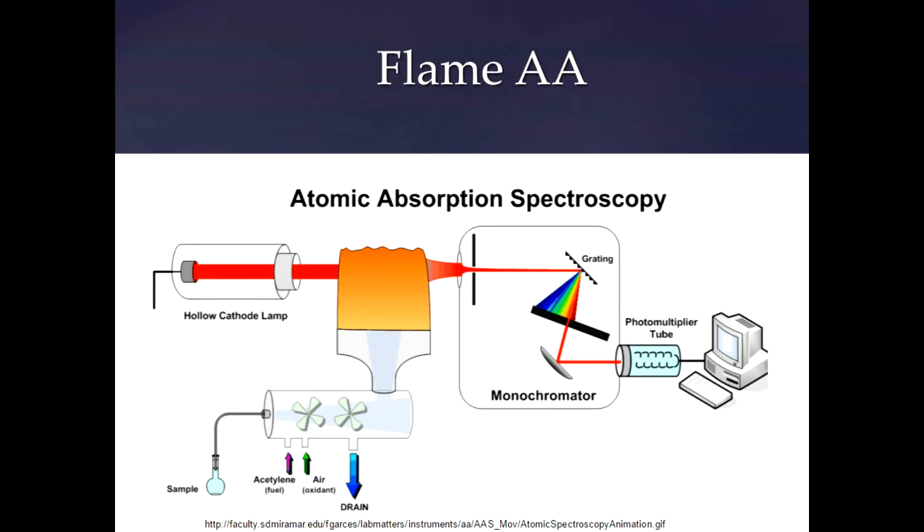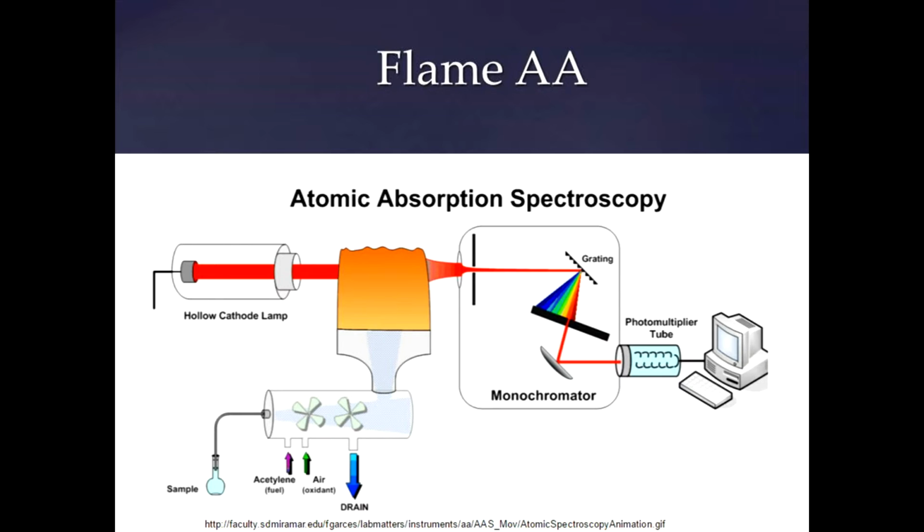The hollow cathode tube emits a specific band of wavelengths that match a specific element. The nebulizer takes a sample of interest and turns it into a fine mist. This mist mixes with air and acetylene gas and is aspirated in the flame. The flame works as an atomizer. It evaporates the solvent and vaporizes any salts that have formed as a result of solvent evaporation.